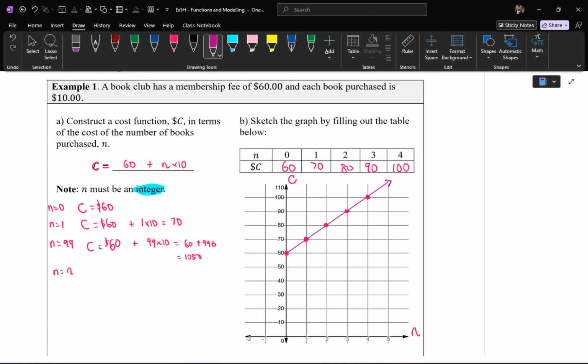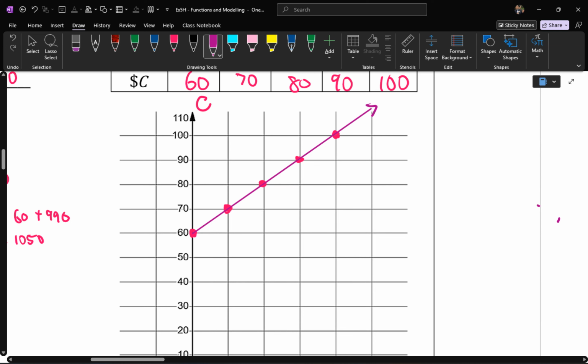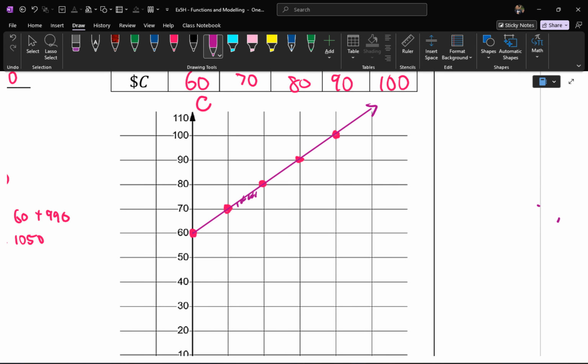Yeah, we literally just said, no, n must be an integer. So if I looked at this graph and put in that line, what you're saying is that n could be infinitely many points in between. That means you can have 0.9, 90% of a book, or 190% of a book, which isn't true. You can only have 0, 1, 2, or 3, or 4. You can't have anything in between.